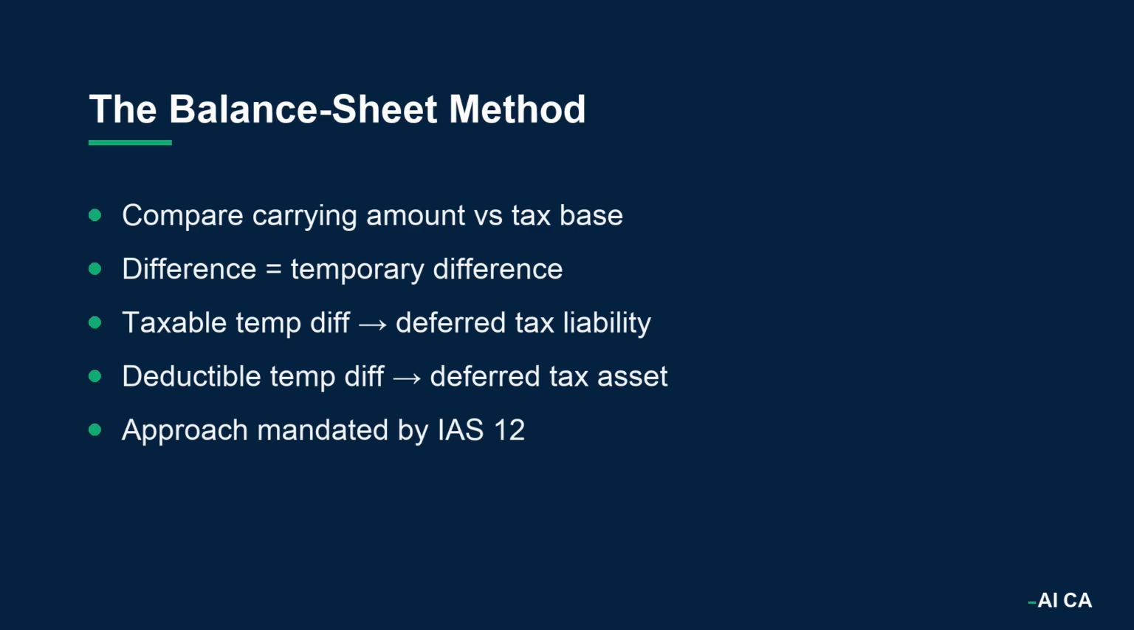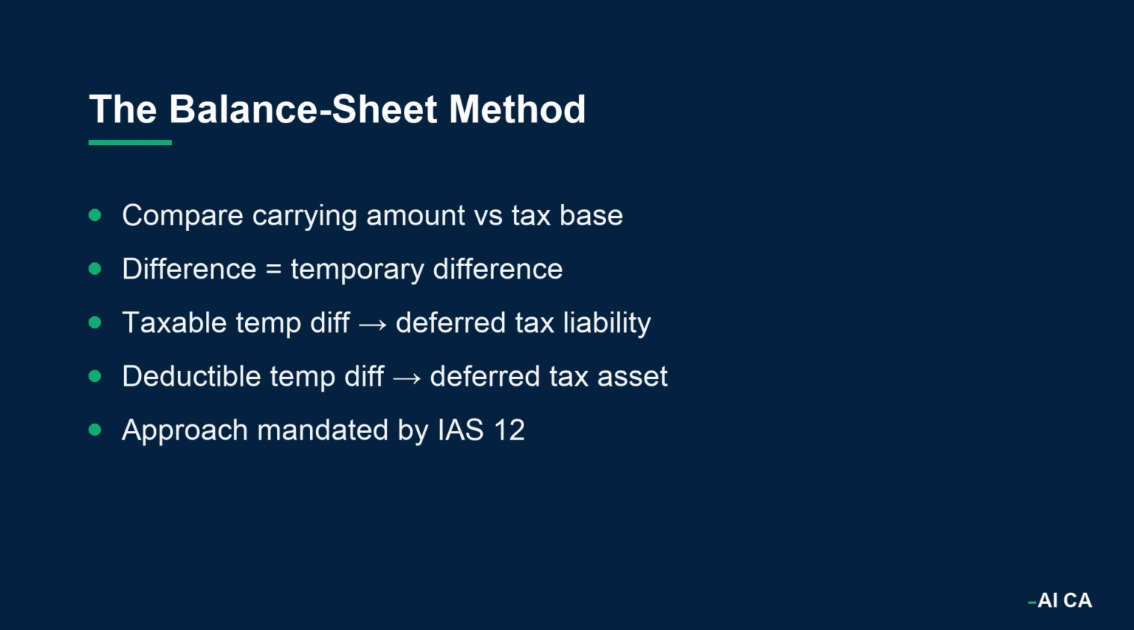Forget the old income statement timing difference approach. That was superseded. Under the current method, you compare the carrying amount of every asset and liability in the financial statements with its tax base. The tax base of an asset is the amount that will be deductible for tax purposes in future periods, as the asset is recovered. The tax base of a liability is its carrying amount less any amount that will be deductible in future. Any difference between carrying amount and tax base is a temporary difference, and that is what drives the deferred tax balance.